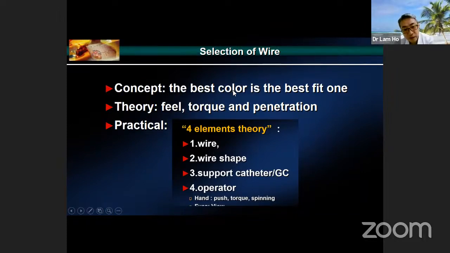The concept: the best wire is the best fit one. And in theory, I briefly talked about the wire design and how it affects the feel, the torque control, and the penetration power. And for the practical aspect, this is my 4-element theory. The things that you can change for Antegrade CTO wiring are probably just 4 elements. Depending on the situation, you just change either 1, 2, 3, or 4. Which one you change depends on your skill, your thinking, and your belief. And that's the end of my presentation. Thank you.